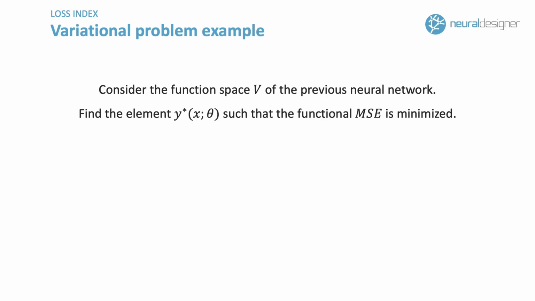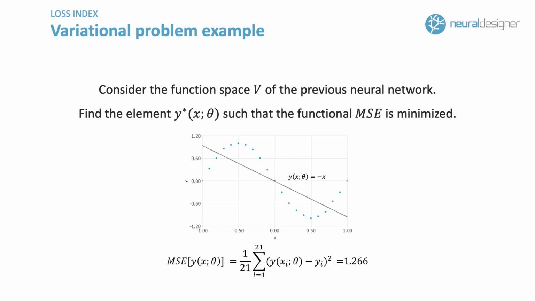Let's see an example of a variational problem. Consider the function space of the previous neural network. Find the element y* such that the functional of the mean squared error is minimized. We have a series of points and we are looking for a function that will fit them. We have taken a random function y equals minus x for now. The functional is not minimized yet. Next, we will study a method to solve this problem.